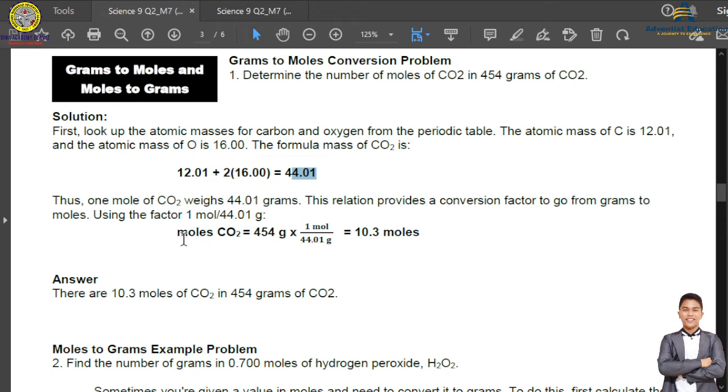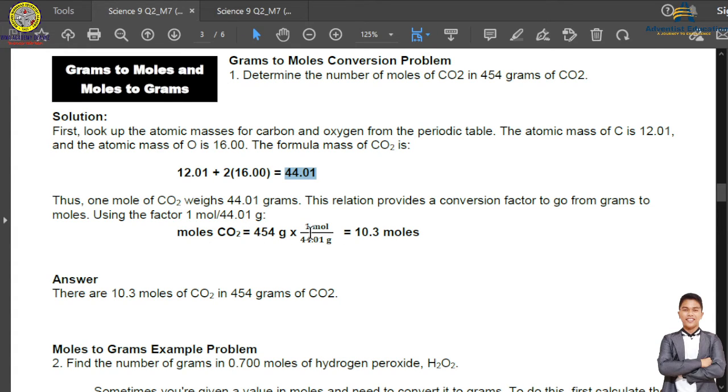44.01. So the number of moles of carbon dioxide here is equal to 454. Where did we get this 454 grams? That is the total grams of the carbon dioxide. So 454 grams times 1 mole over 44.01. Where did we get this one? That is the total atomic mass of the compound carbon dioxide, and we get 10.03 moles.